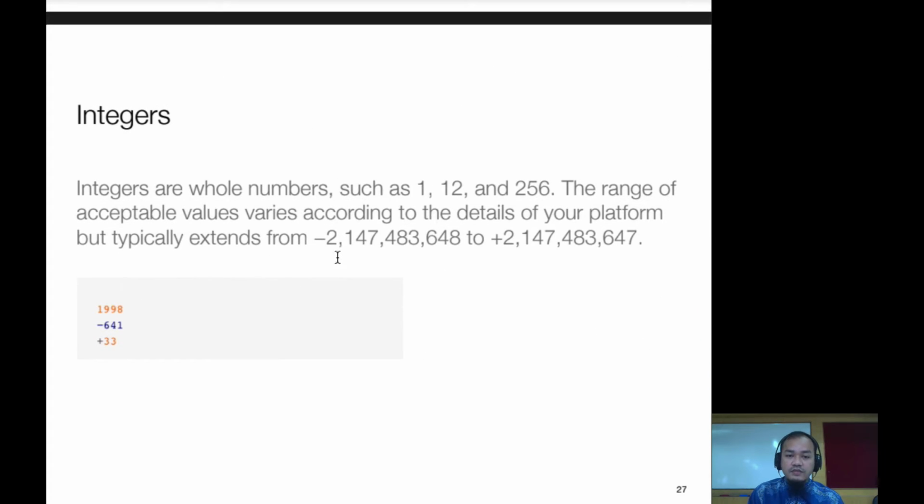Integer. This is an integer, plus or minus, for example 1, 12, 256. The range of accepted values varies according to the details of your platform, but typically extends from minus 2000 million to plus 2000 million. This is the integer variable that you can use. For example, 1998, minus 641, plus 33. You can use these integers.